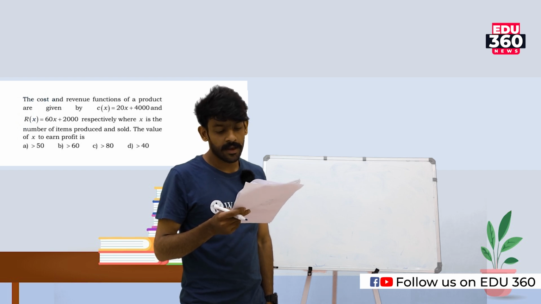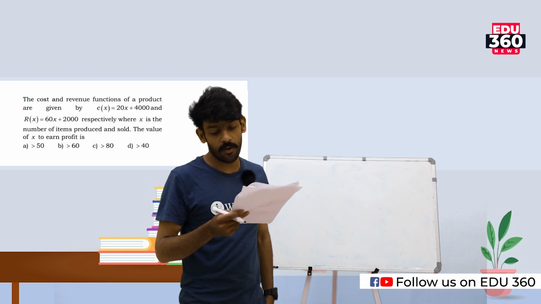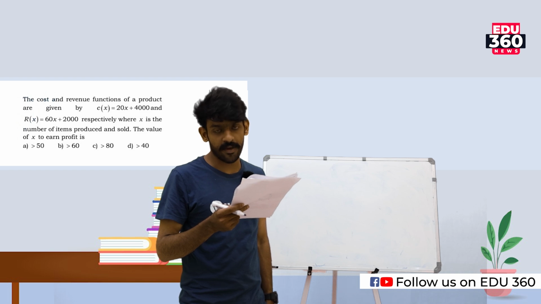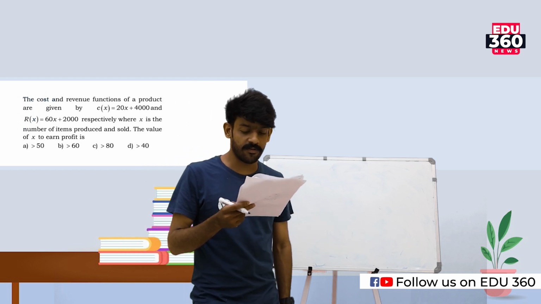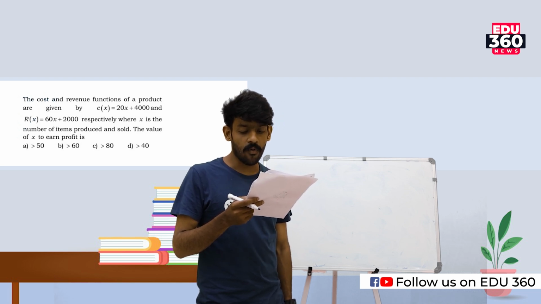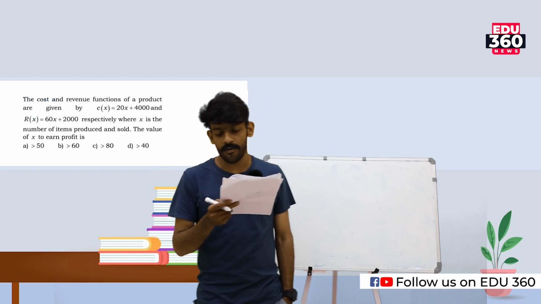The question is that the cost and revenue functions of a product are given by C of x is equal to 20x plus 4000 and R of x is equal to 60x plus 2000 respectively, where x is the number of items produced and sold. The value of x to earn profit is, okay.